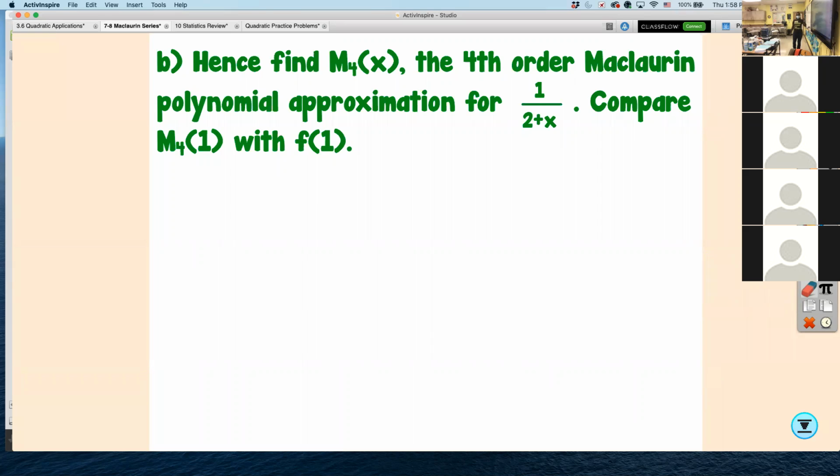Now, that was part A. This is part B. We're going to use what we just found, and we're going to find capital M sub 4 of x, which is known as the fourth order Maclaurin polynomial approximation for 1 over 2 plus x. Once we have that polynomial approximation, then we're going to compare the fourth order Maclaurin value when x is equal to 1 with f of 1.